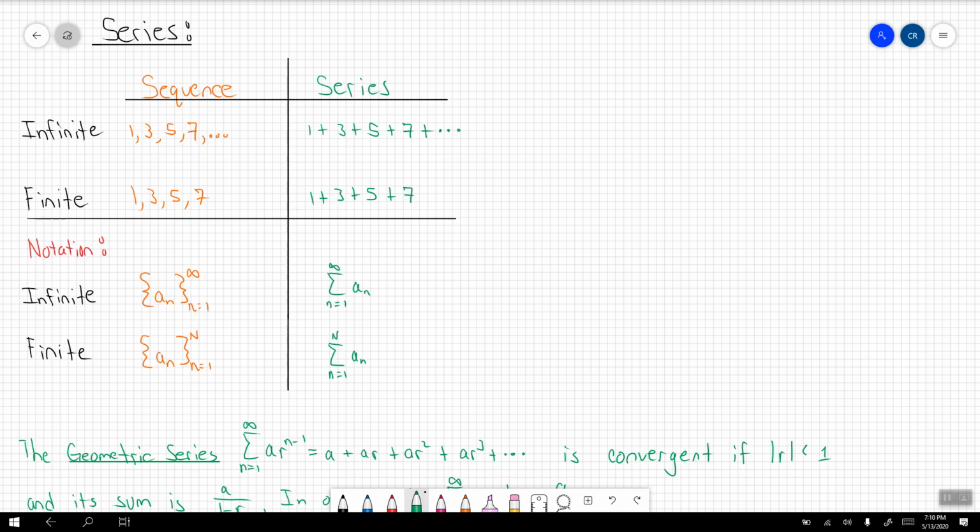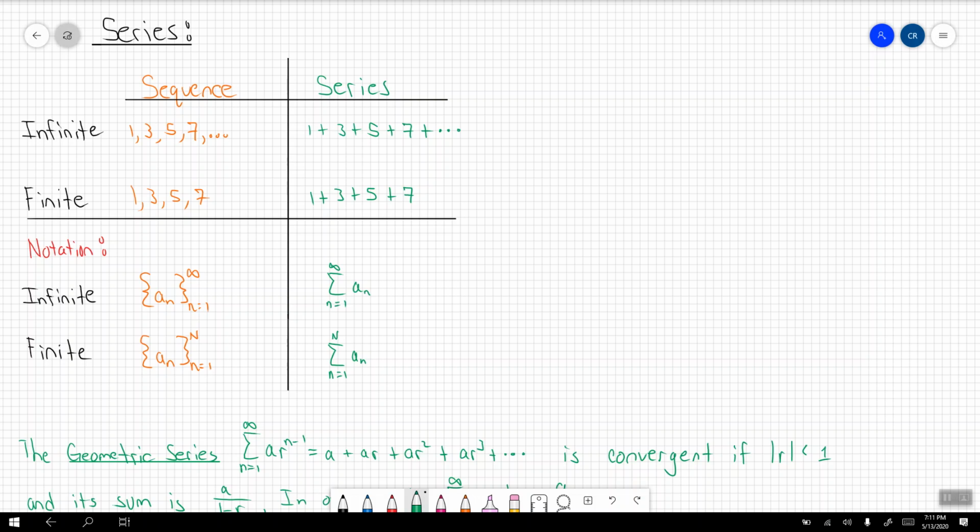That sequence is just a list of numbers that we are collecting together. However, if we wanted to turn that sequence into a series, all we have to do is add all the individual terms in that sequence. That is the difference between sequences and series. Whether it's infinite, we just keep adding the rest of the terms forever. Same thing for series: we're just going to keep adding them instead of listing the terms for infinity.